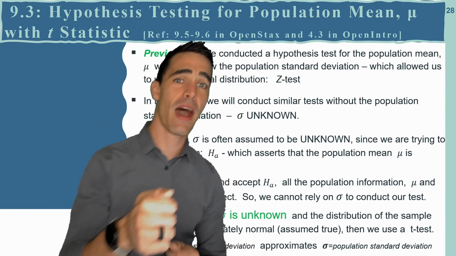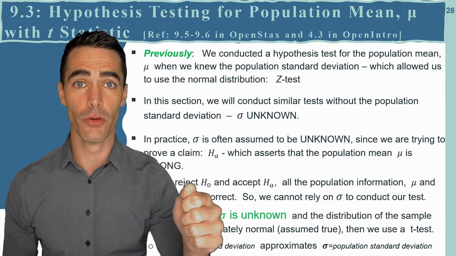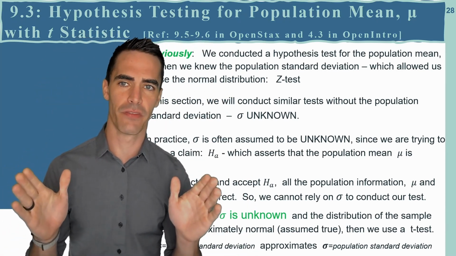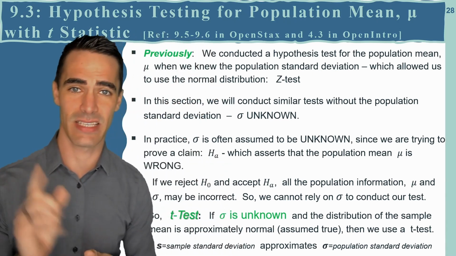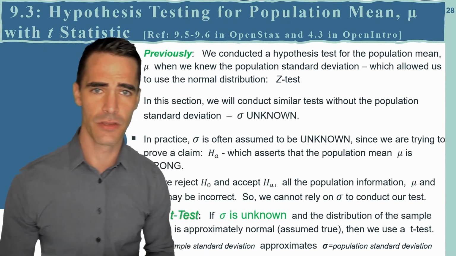In this video, we're talking hypothesis testing for a population mean mu, but we're not going to have population information. So it's going to require us to use a t-test or a test statistic t. Let's dive into our arguments.